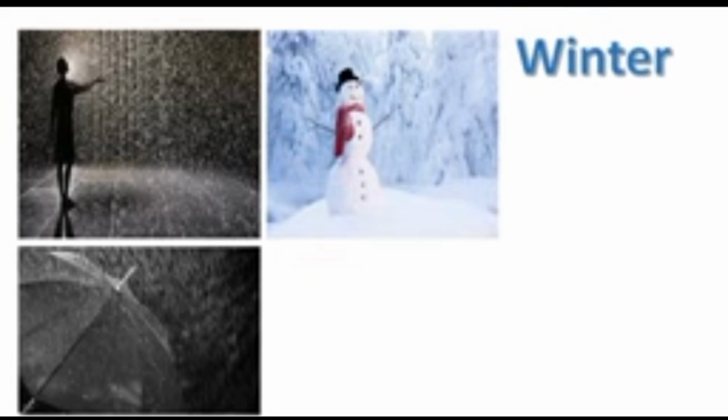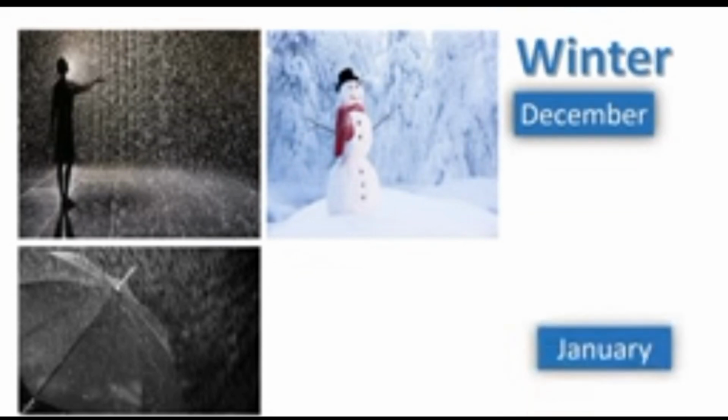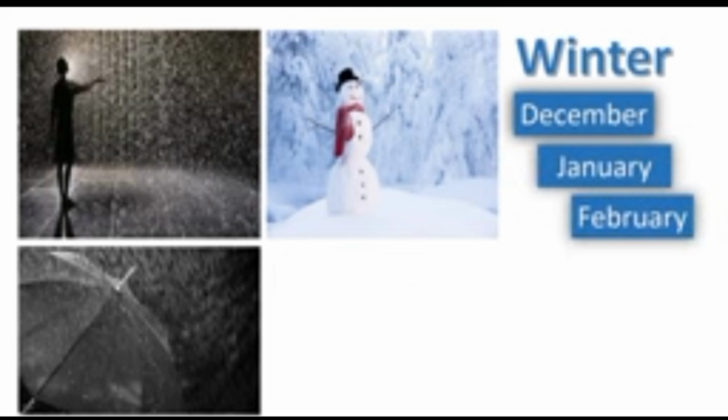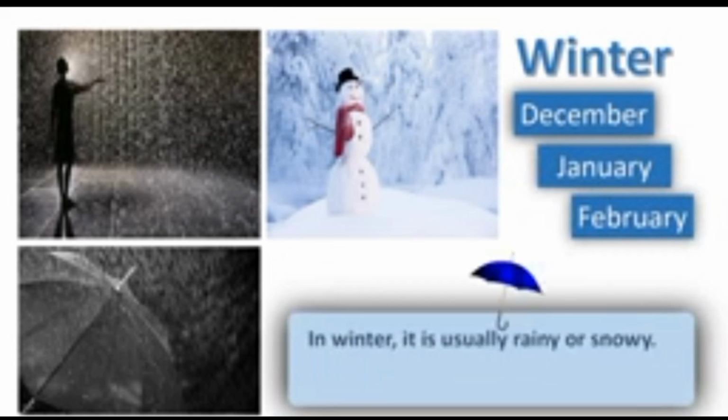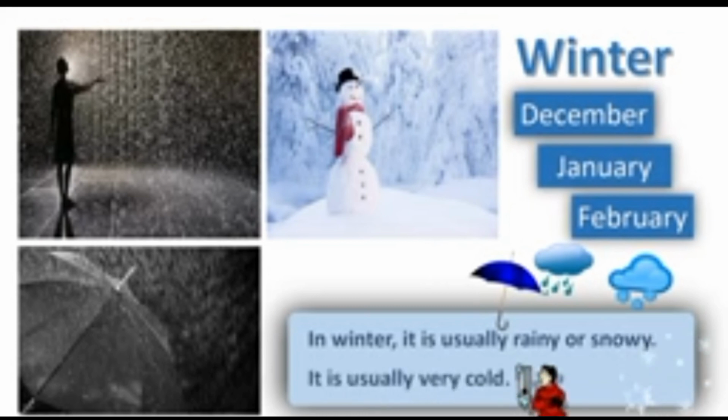Winter. It is 3 months, December, January, and February. In winter, it is usually rainy or snowy. It is usually very cold.